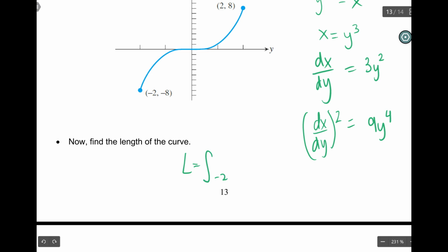So I am going to be using -2 to 2. But the issue is, what equation do I put in there? Like, what's my expression? So I had to put it in terms of y, so I could plug it in here.